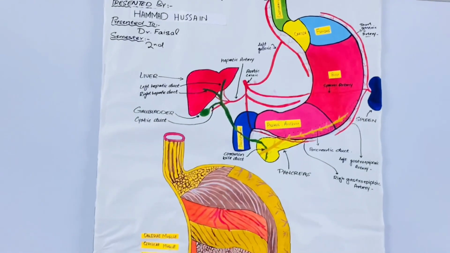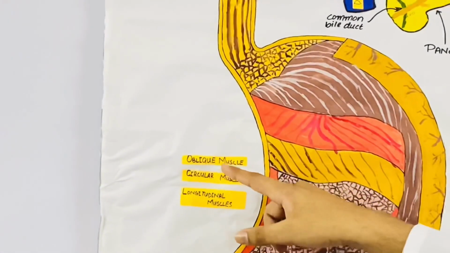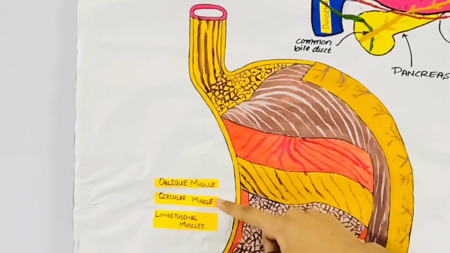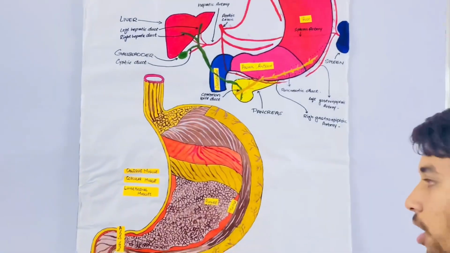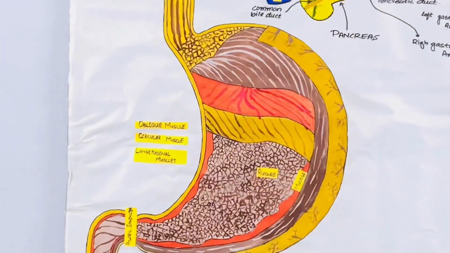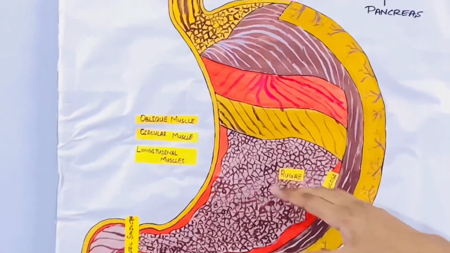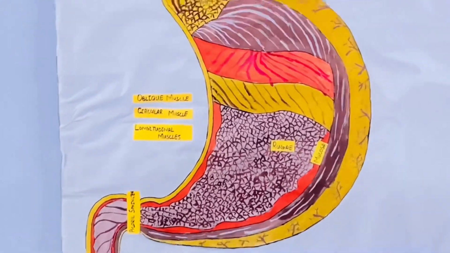The stomach has three muscles which make three layers of the stomach. The first muscle is the oblique muscle, second is the circular muscle, and third is the longitudinal muscle. These muscles help in the churning of the food. The stomach also has foldings called rugae, which expand the surface of the stomach when it is filled.